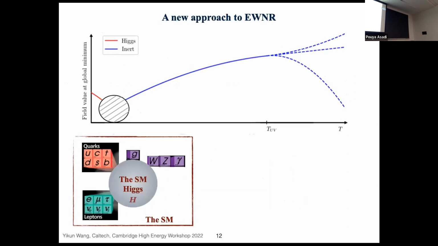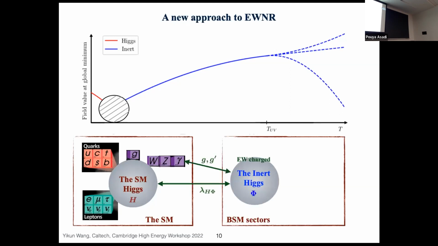So instead of realizing the symmetry non-restoration in the Standard Model Higgs sector, which is this red line here, we want to think about the possibility of symmetry non-restoration in a non-Standard Model Higgs sector. Explicitly, we're discussing an inert Higgs model, but this can be applied to a general two Higgs doublet model, but we have a good reason to think about the inert Higgs. Basically, if you don't want to touch the Standard Model Higgs sector too much, you can introduce a non-Standard Model Higgs sector that is also charged under the electroweak gauge group, through the g and g prime.